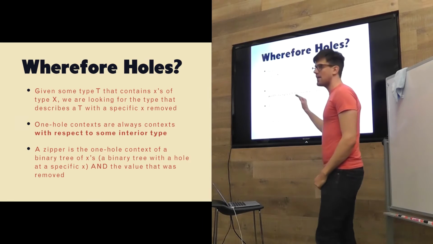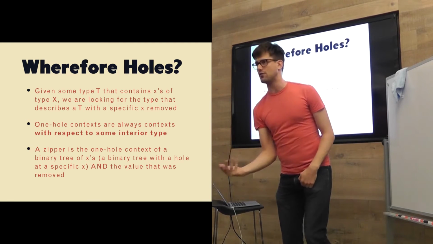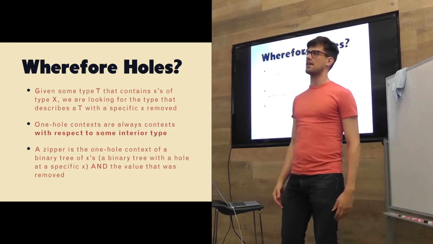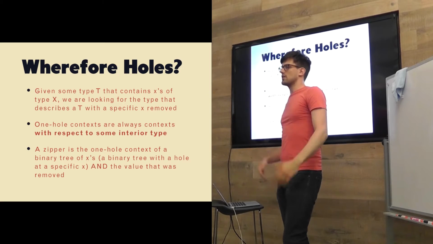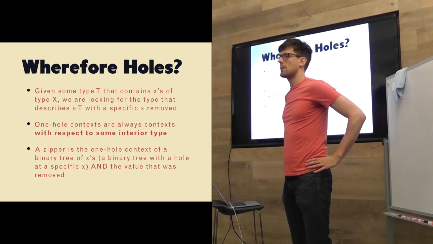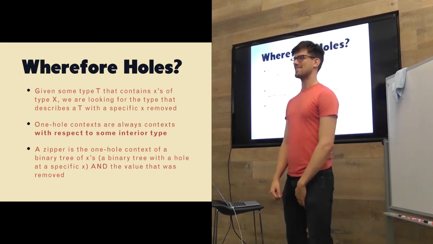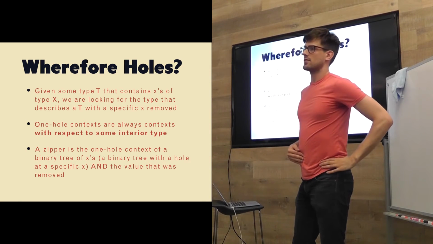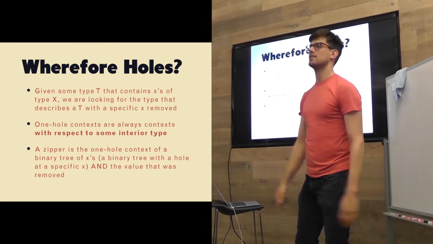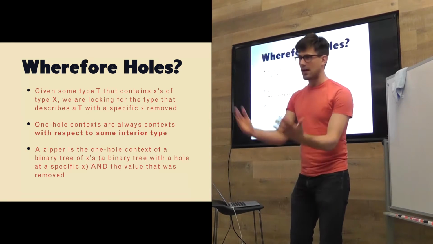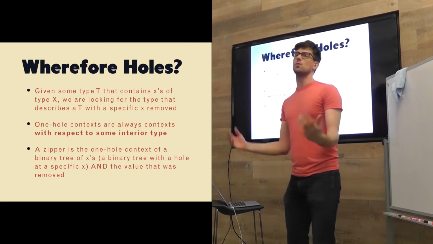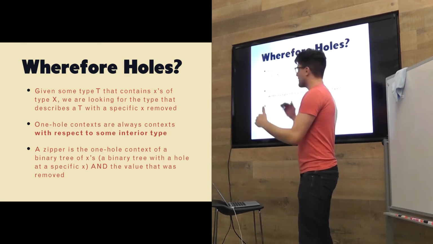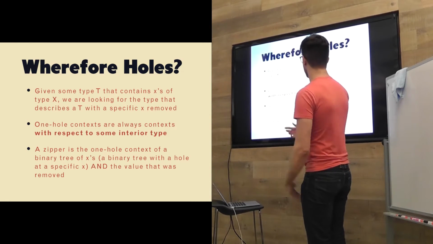Cool. Keep in mind that one-hole contexts are always with respect to some internal type. Does that make sense? Like you can't just say, oh, what's the one-hole context of my tree? Well, of what in your tree? So it would be like a context of the interior type of a branch. Exactly. A number, like if it's an int, it would be Int. Bingo, exactly. And that's a really good point. If we wanted to, we could have a one-hole context of branches or something like that as well. But we always have to have a one-hole context of a certain type, with respect to a certain type.